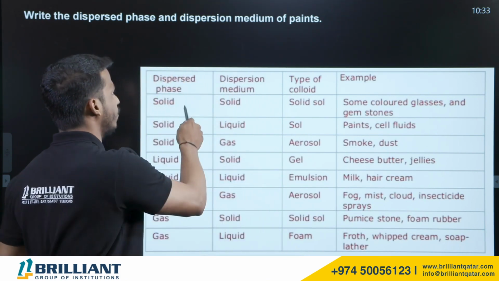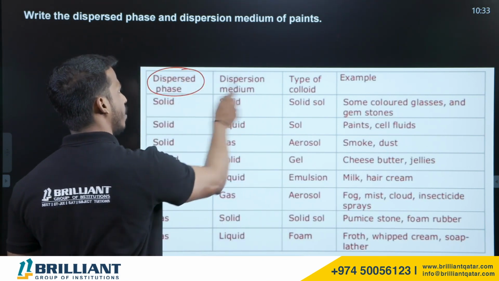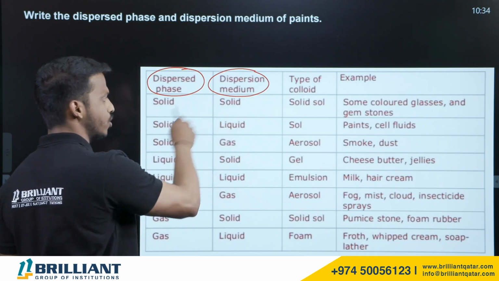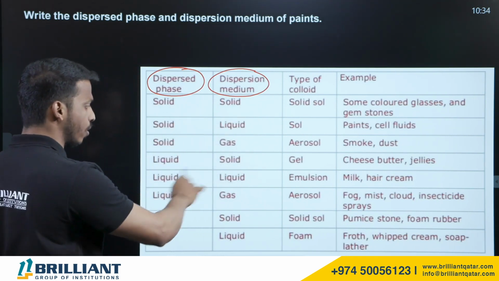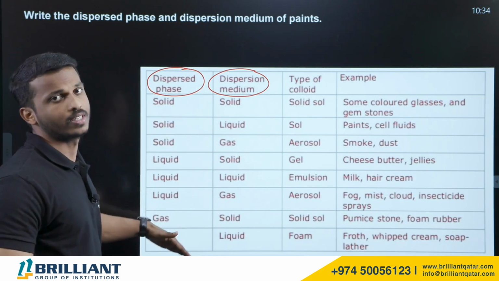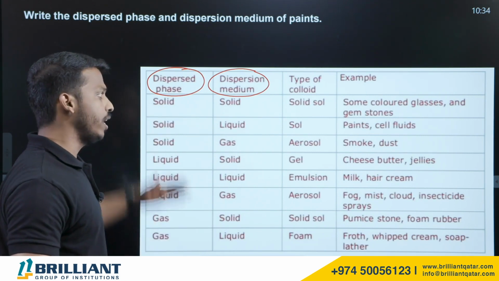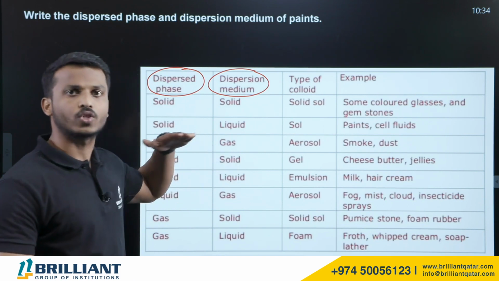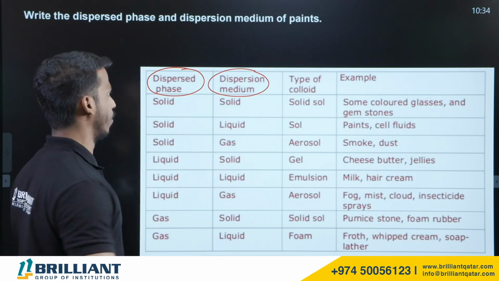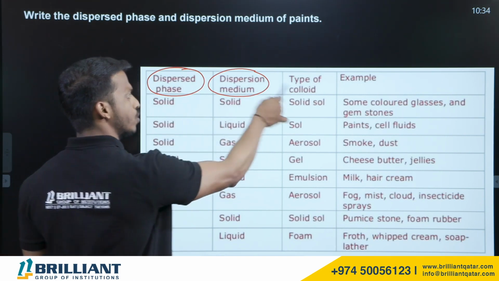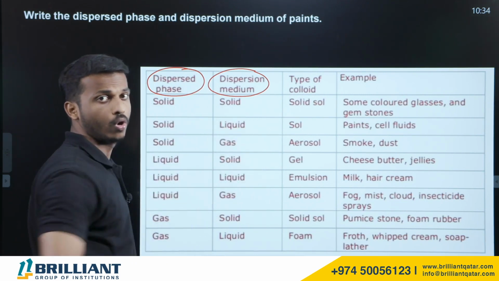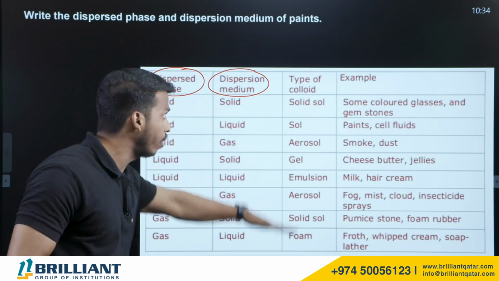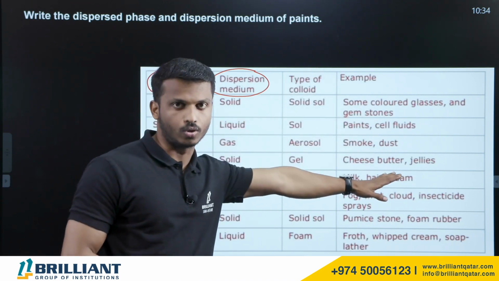See here, the nature of the dispersed phase and dispersion medium: solid in solid, solid in liquid, solid in gas, liquid in solid, liquid in liquid, liquid in gas. Like that, different types of systems are there. It's very important to know this table. They will ask you MCQ questions. Be very careful. So solid in solid is called solid sol, solid in liquid is called sol, solid in gas is called aerosol, right? Like that, we should know the name of the colloid and even examples are also important.